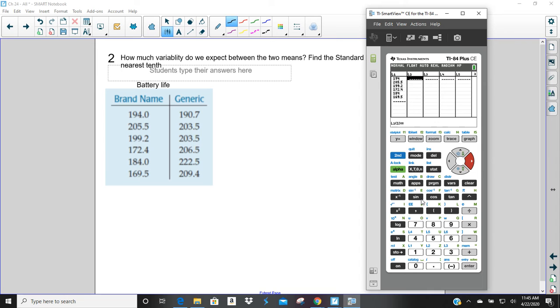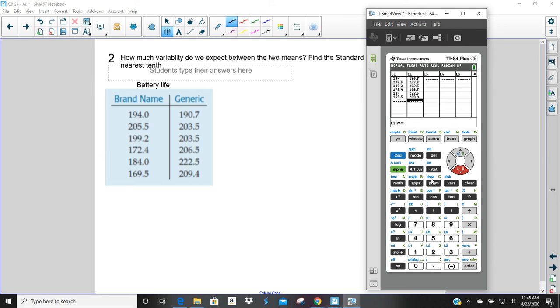So you can see there's going to be reasons why I'm going to use stat edit, and there's going to be reasons why I don't have to, like the example with the bowl. 190.7 for the generic, 203.5, again 203.5, 206.5, 203.5, 206.5, 222.5, wow, that lasted a long time, and 209.4.